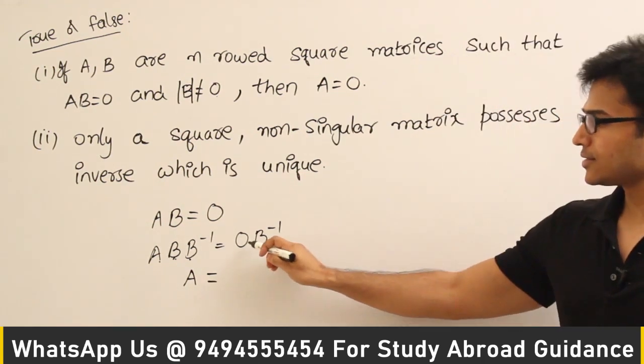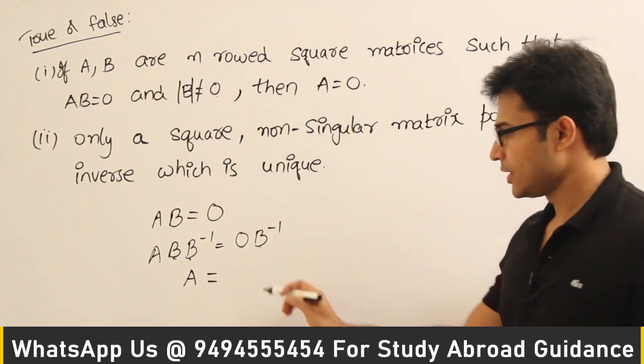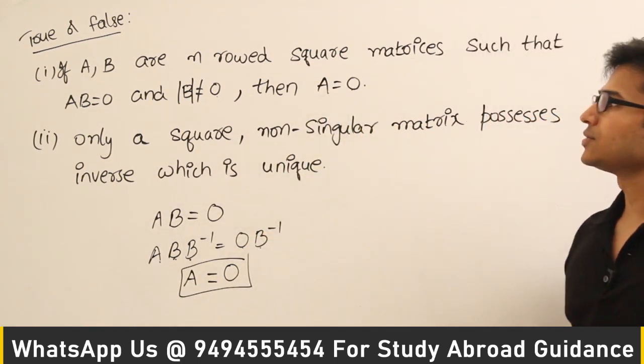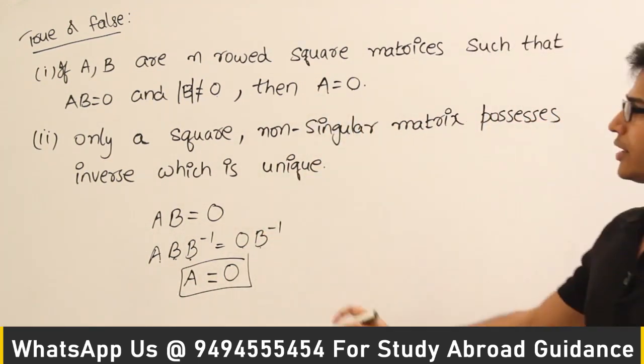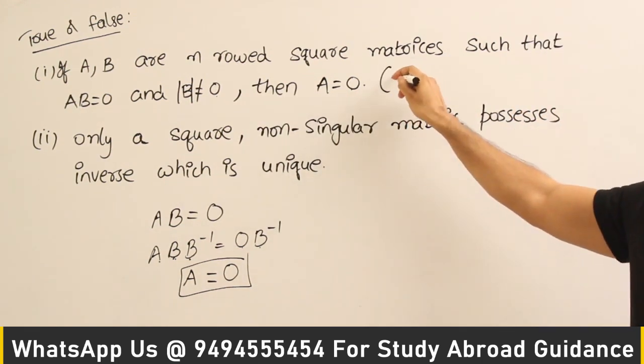And what about the right hand side? When a null matrix is multiplied with anything, we get a null matrix itself. Therefore A equal to null. Yes, it is true. So if these two conditions are given, then A is null. So this statement is true.